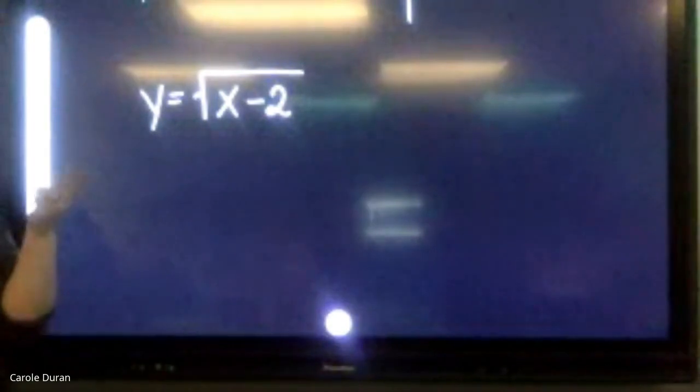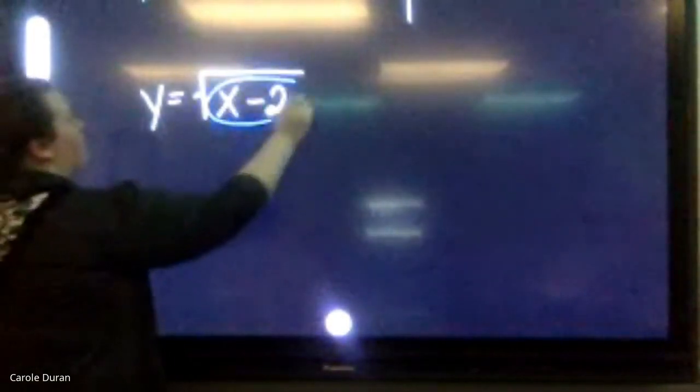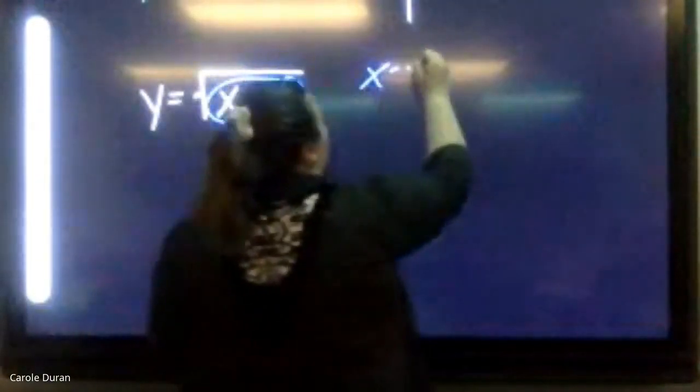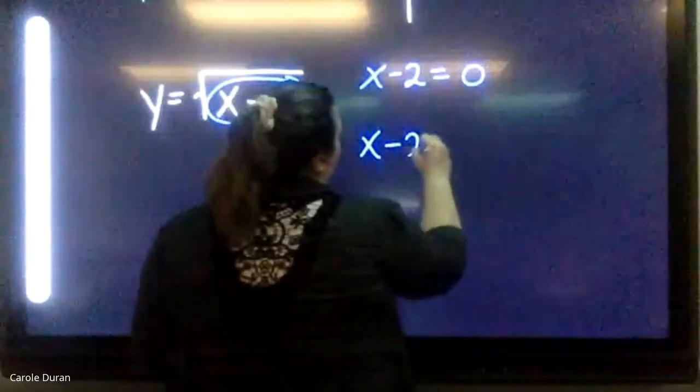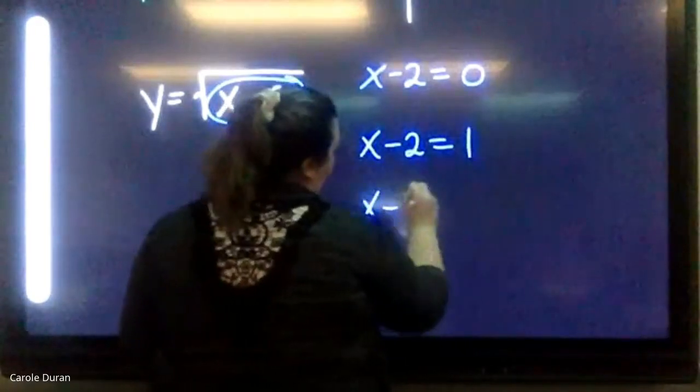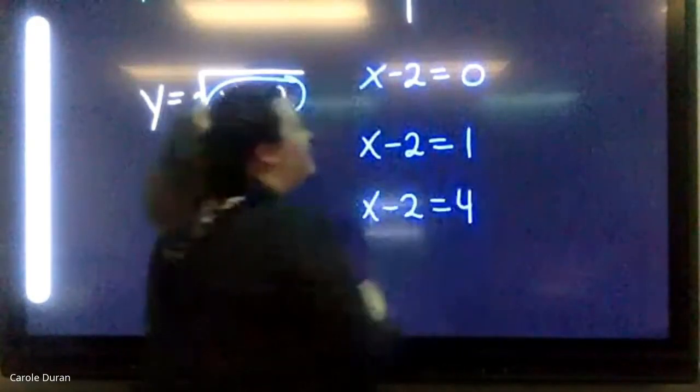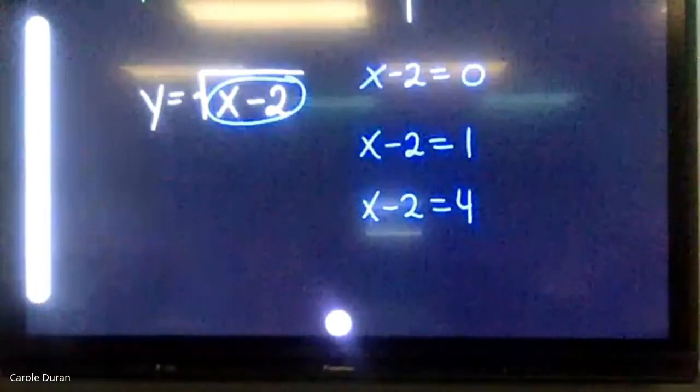When there's just an x, we plug in 0, 1, and 4, correct? So what I do that's different is I take what's under the radical and I set that equal to the desired numbers 0, 1, and 4, and I solve. And then that's going to give me the x values that I would then plug into my radical.